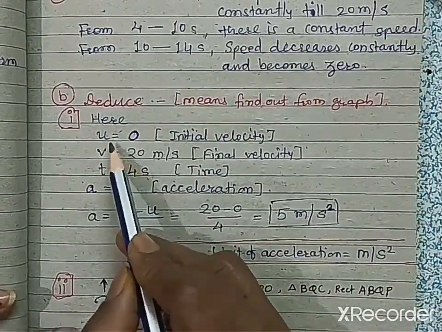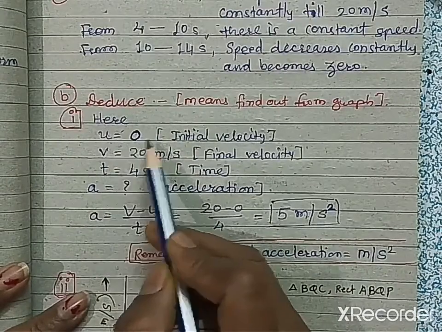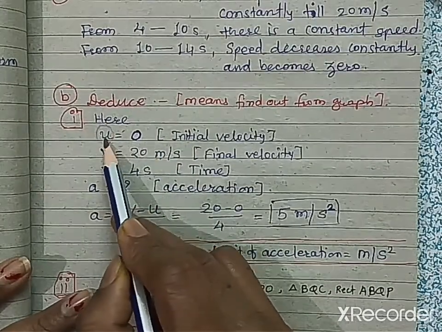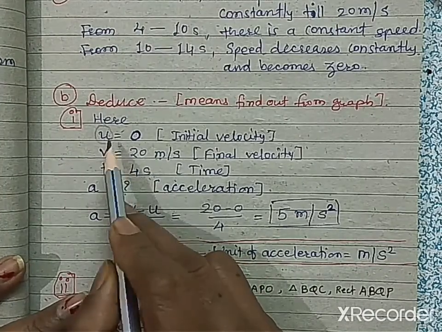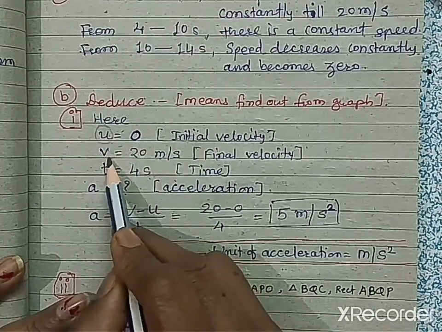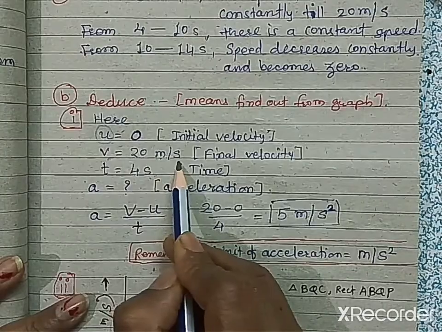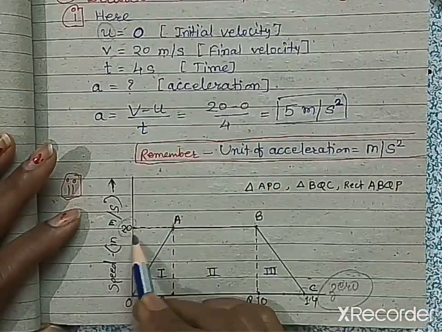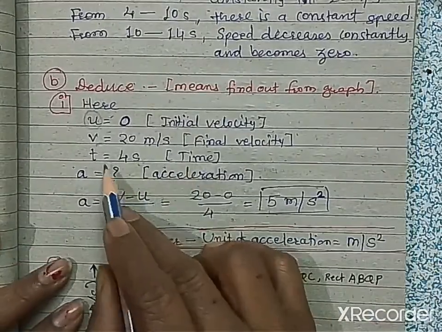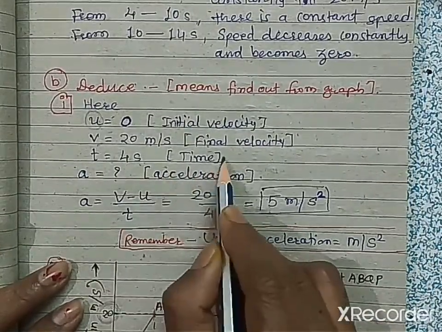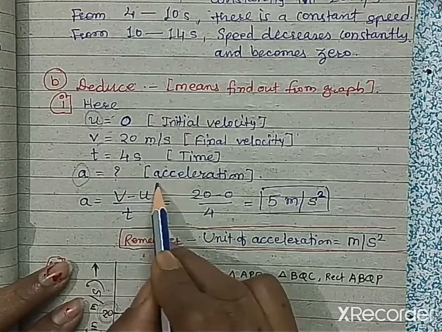Now here we know that initial velocity means the velocity at the start, and it is denoted by u. Okay, u is the initial velocity and v is the final velocity. So u is 0, then v is 20 meter per second, this is the final velocity. Then t is 4 seconds, that is the time, and we have to find the acceleration, that is a.